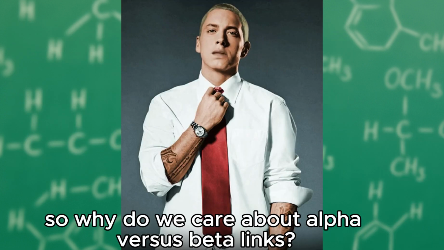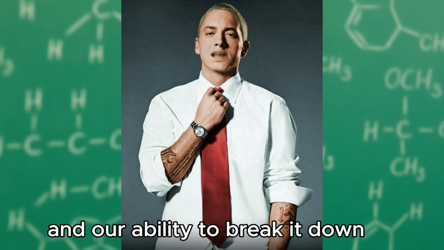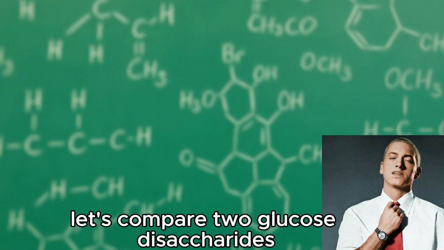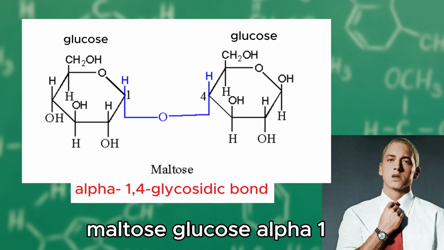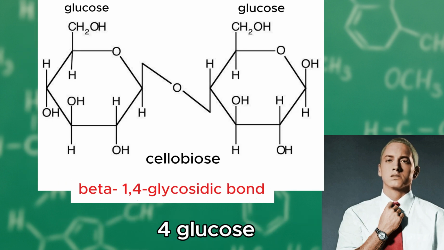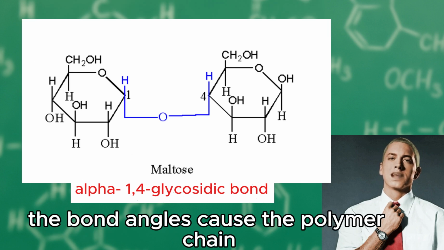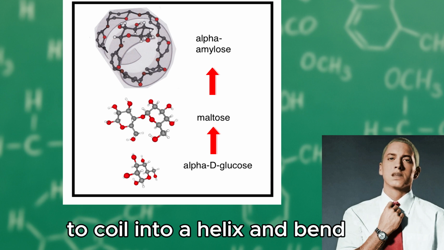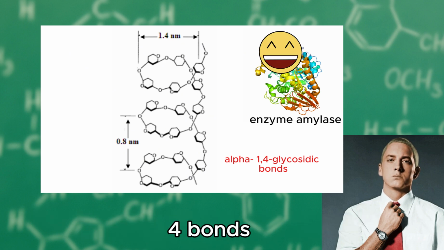So why do we care about alpha versus beta links? Because this subtle stereochemistry dramatically affects a polymer's shape and our ability to break it down. Let's compare two glucose disaccharides. Maltose, glucose alpha 1,4 glucose, versus cellobiose, glucose beta 1,4 glucose. In the alpha linkage, like maltose, the bond angles cause the polymer chain to coil into a helix and bend. Enzymes like amylase in our saliva and pancreas can easily attack these alpha 1,4 bonds.